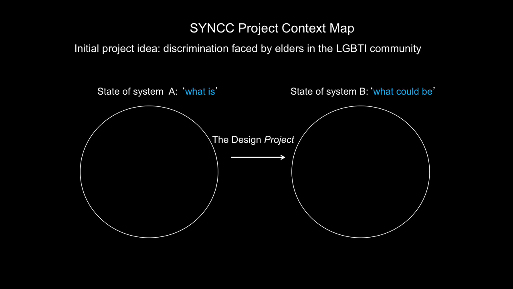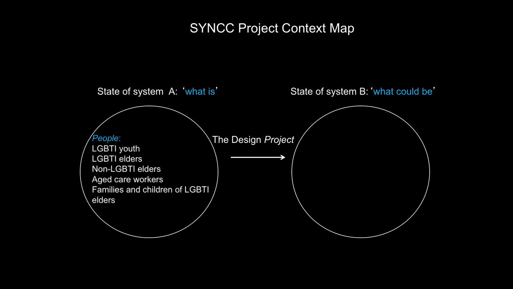So if we think about this problem contextually, our first question might be around people. Who were the relevant stakeholders in State A? For Jennifer, these were LGBTI youth and LGBTI elders, non-LGBTI elders, i.e. peers who might live with the elders in the aged care facility, aged care workers, and families and children of these elders. Now, some of these people are going to be allies for the project, so these are people that will help us to make a change.